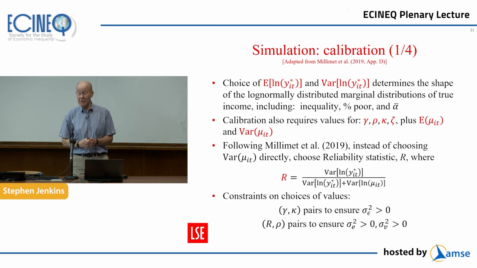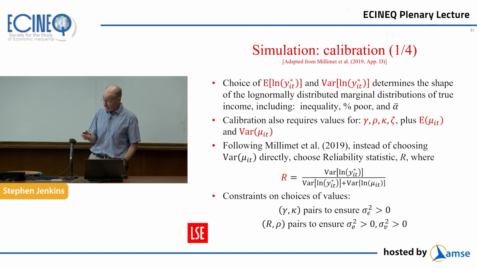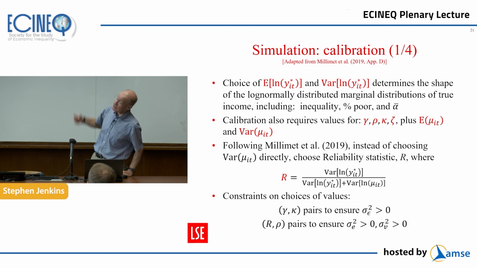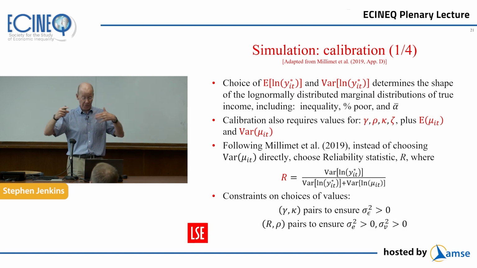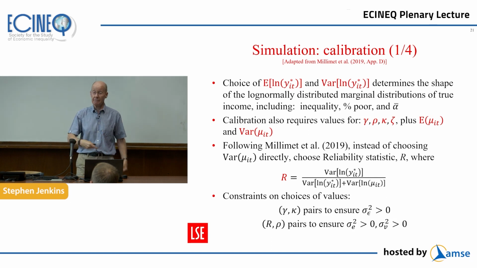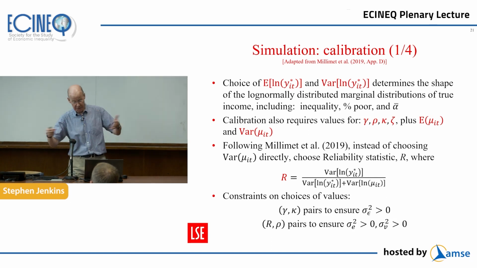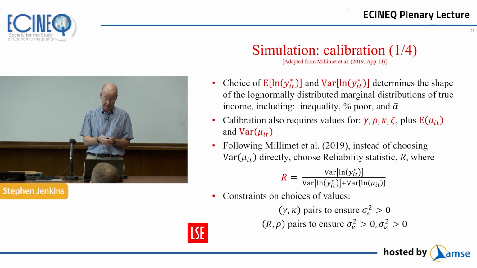Okay, so how are we going to calibrate things? Where are they going to come from? Clearly, choosing the mean and the variance of these two things is going to determine the shape of the log normally distributed marginal distributions of true income, inequality rates, percentage poor, etc.